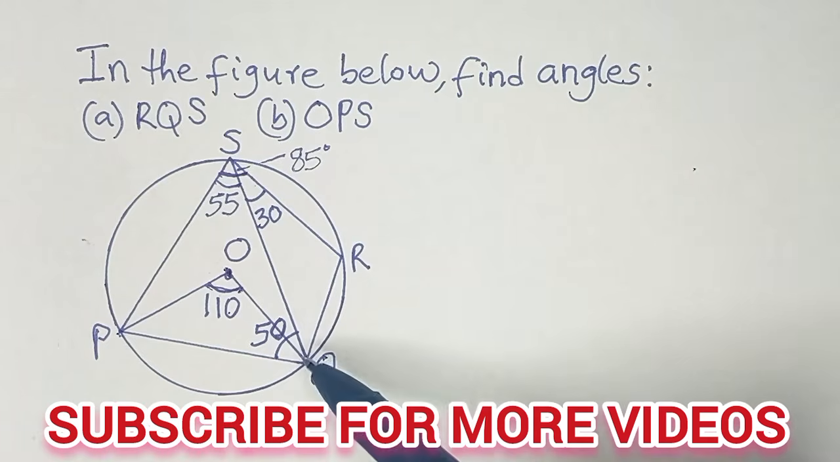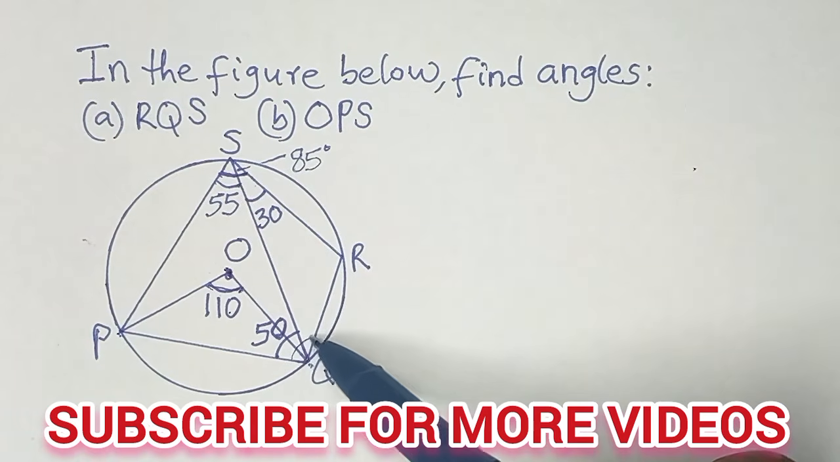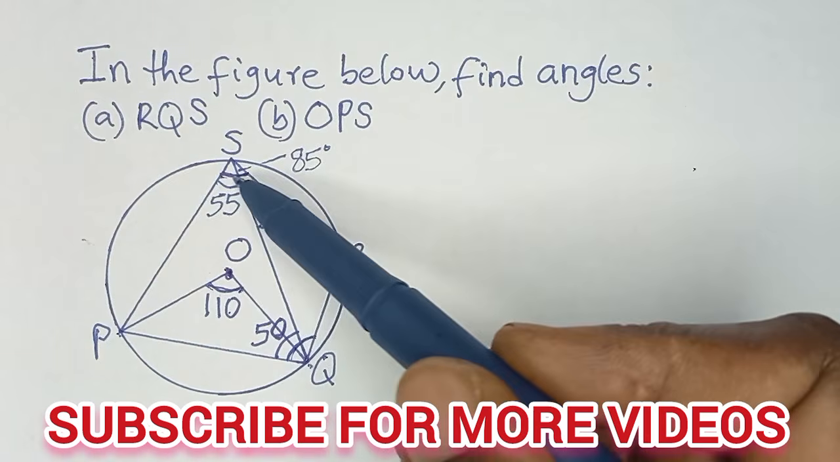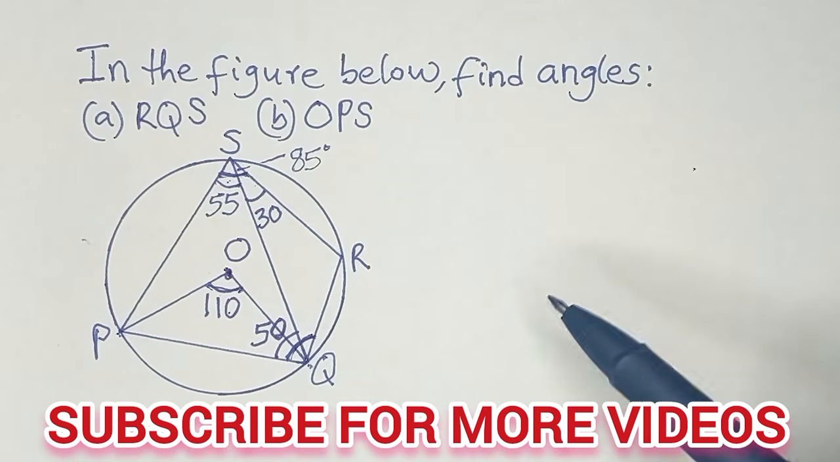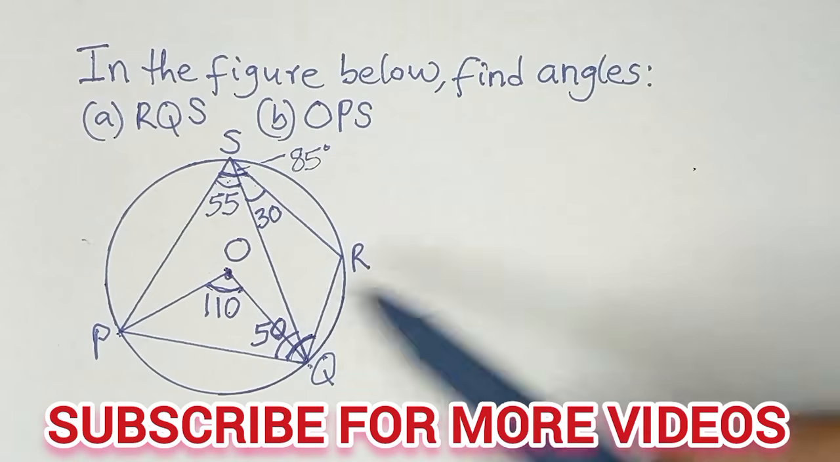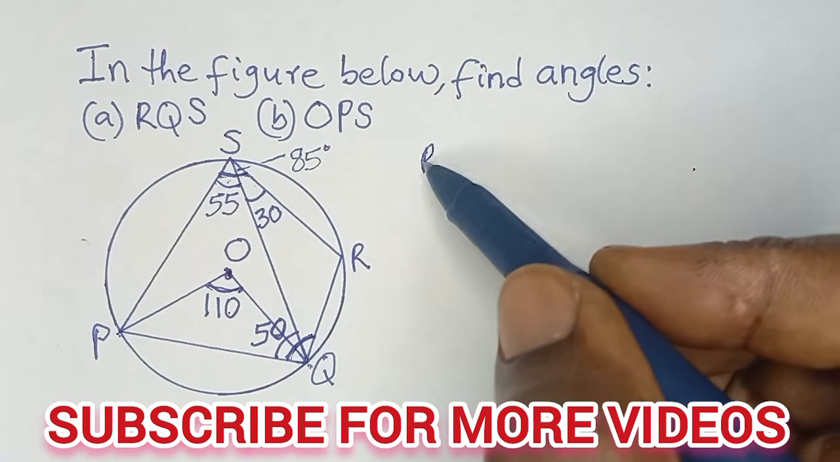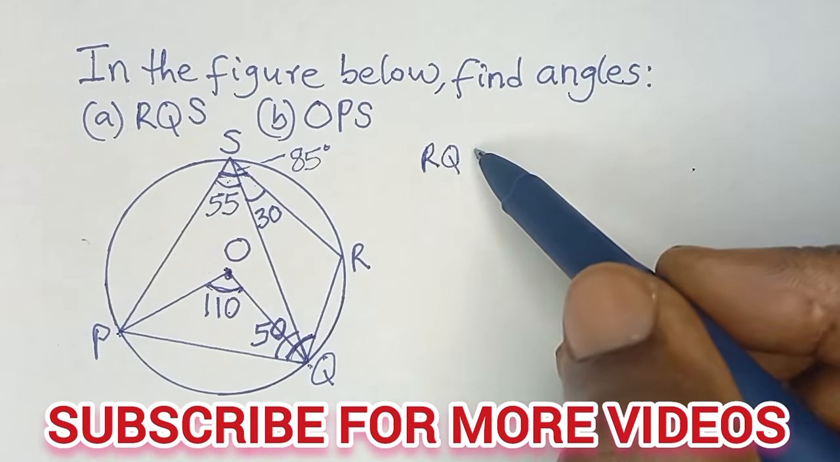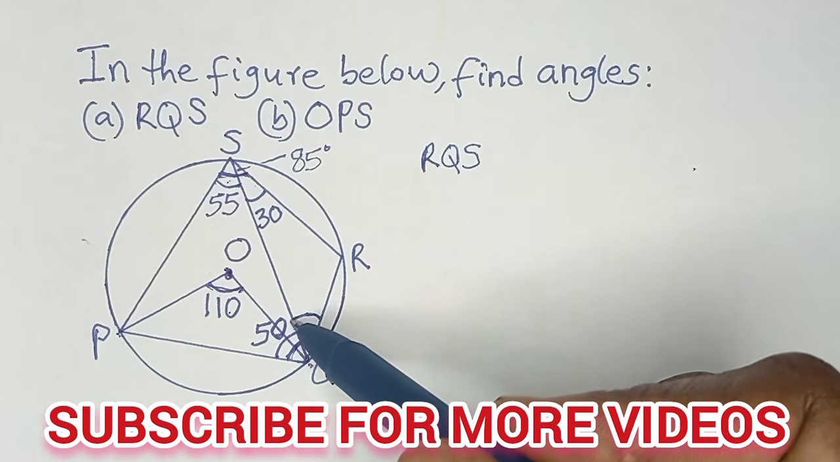So I have this angle here as 85, and I have the opposite angle. So this is the opposite angle. That is the whole of this angle. So this 85 and the whole of this angle, they are supplementary. That means they add up to give 180. Now the whole of this angle is RQS that we are looking for. So let me write it here as RQS, which is this particular angle.